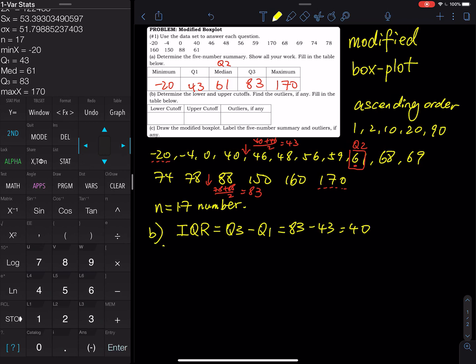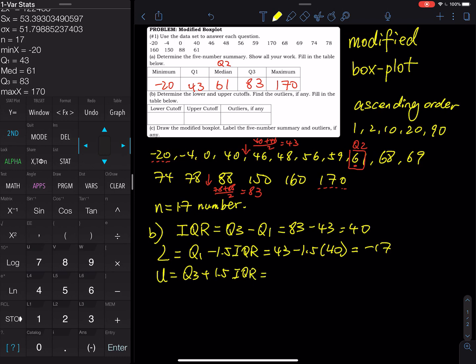And then the lower cutoff is equal to Q1 minus 1.5 times IQR. So we have Q1, which is 43, minus 1.5 times 40, that equals -17. And then the upper cutoff is Q3 plus 1.5 times IQR. Don't mess up Q1 and Q3. If you mess up Q1 and Q3, part B will be messed up, and then the box plot will be messed up. So that is equal to 143.